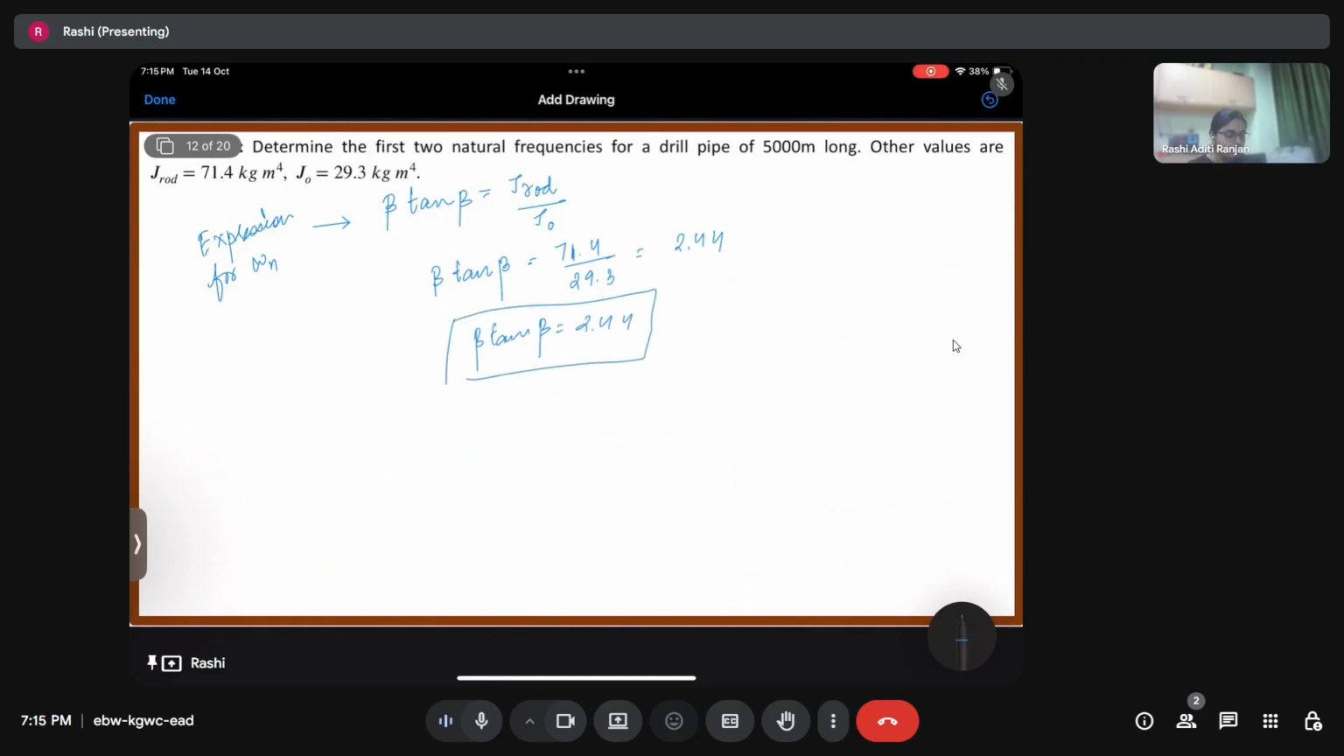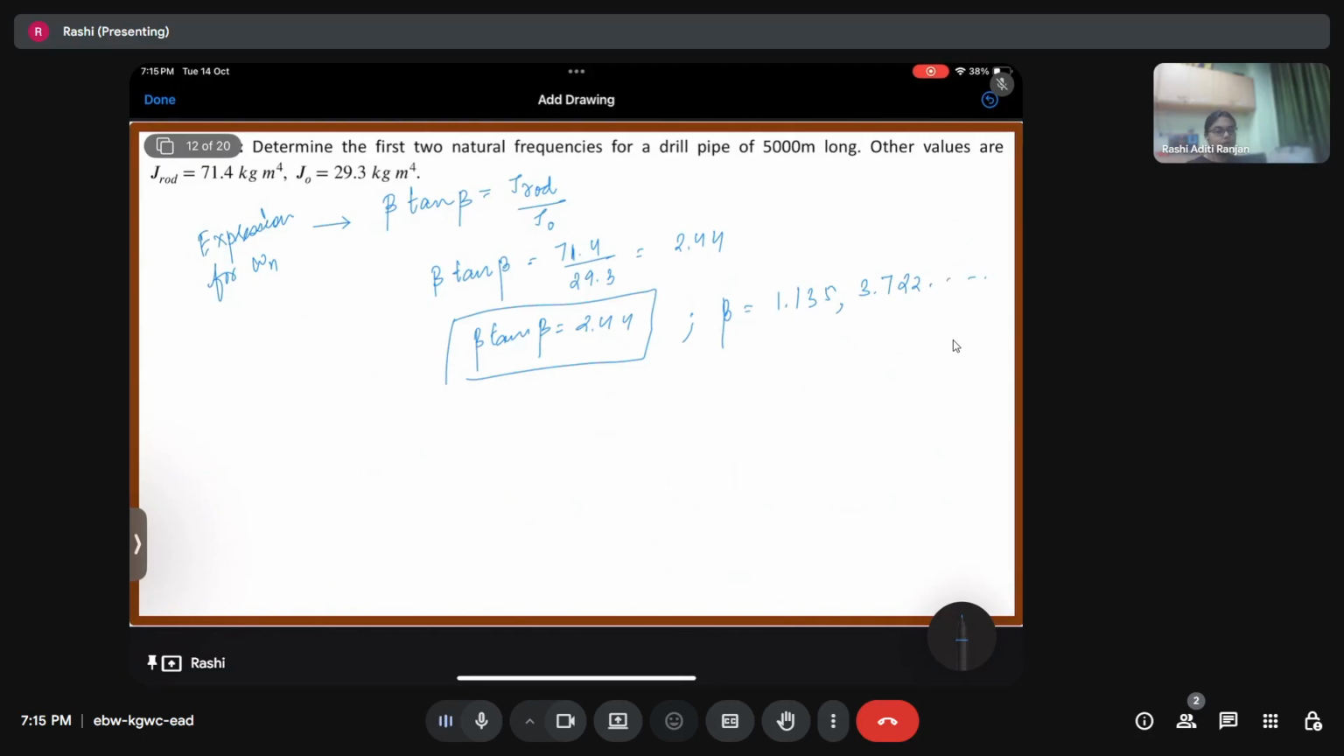Now, if you remember, tan beta is of a repetitive nature. So we are going to get multiple values of beta that satisfy the solution. I have taken the reference and it was written that beta could be equal to 1.135 or it could be 3.722 and likewise. So we can use it.